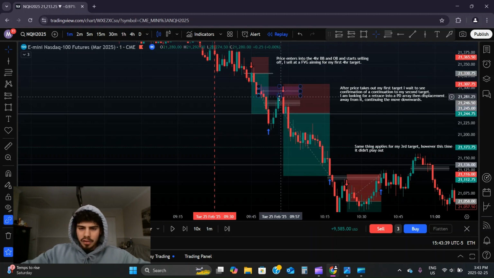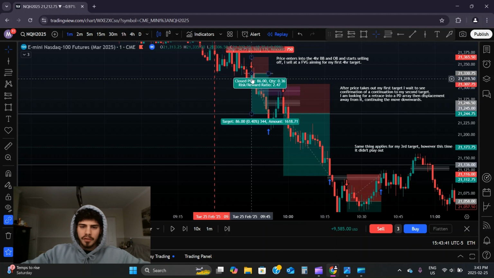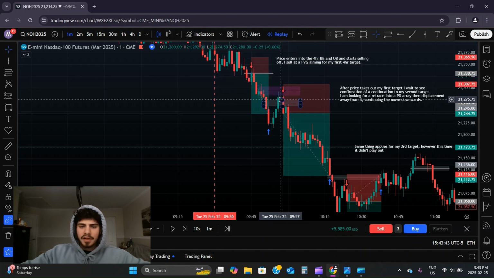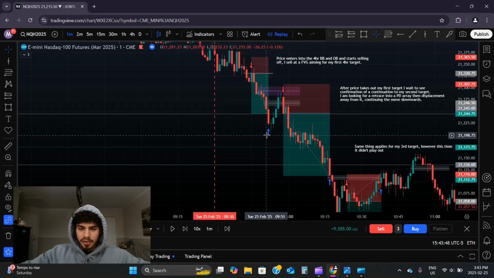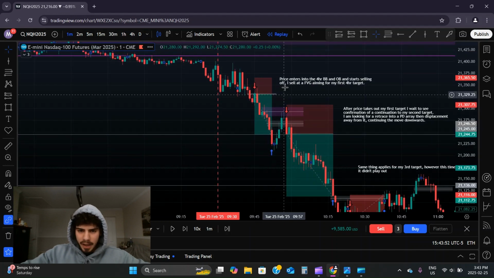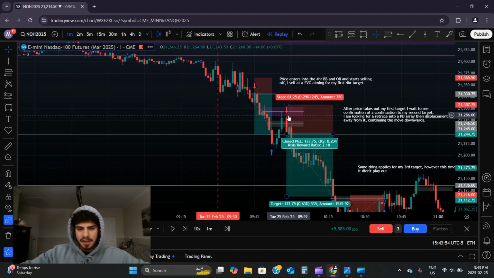So I don't enter right over here like I would do on the first setup, because I don't really have a clear bias, I guess, because price could start reversing. We already hit one of the targets. So I wait for it to hit a PD array and bounce off. Because look, it could go back up to this PD array and start bouncing off, and then I'll take a setup there.